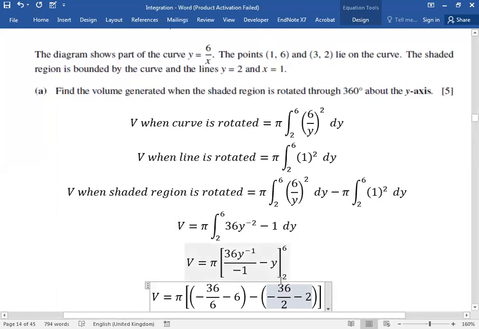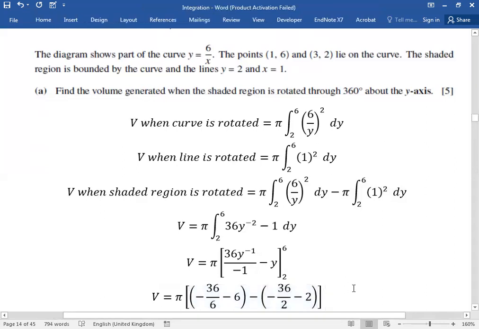Now plug in the limits. Please be careful while writing this down. First you plug in the upper limit, minus, then you plug in the lower limit, and now the entire answer will be multiplied by pi. So use appropriate brackets. Make sure that your method is correct for calculations and even for display. If the examiner sees this, he knows what you're doing.